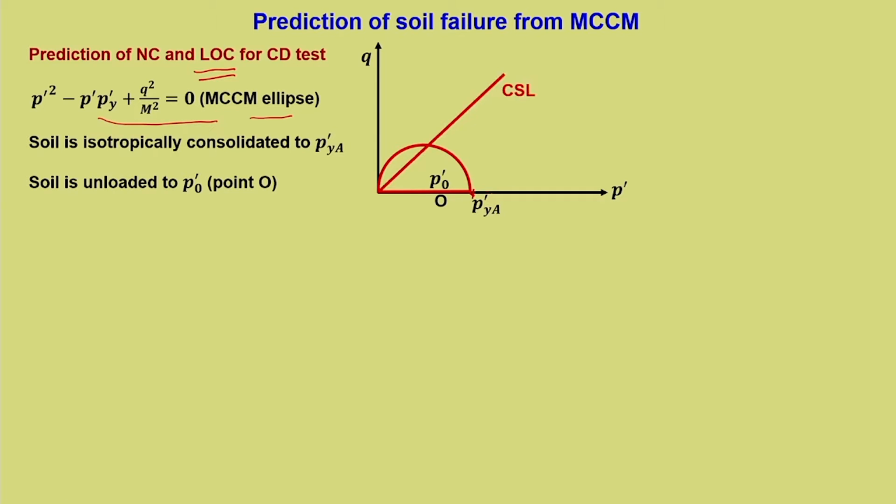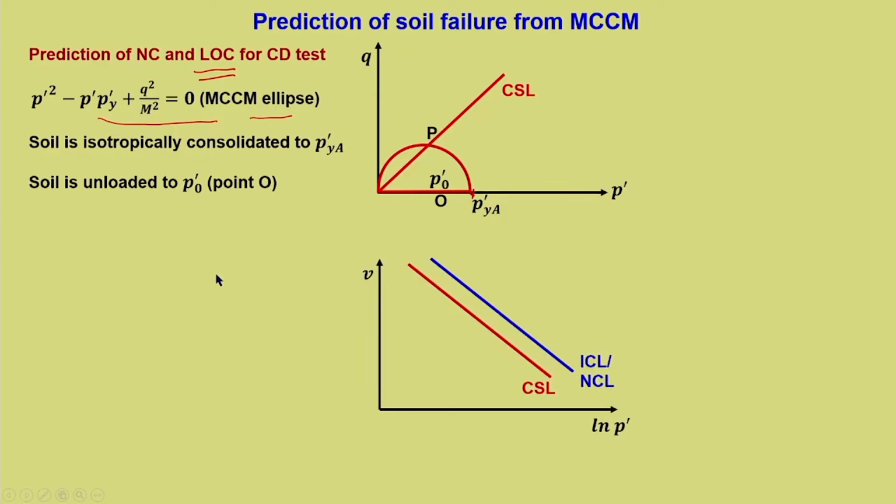Now, the critical state line has been marked, and according to MCCM it passes through the center. Now, we have the v-ln p' plot. So, this is the isotropic consolidation point p'yA. Let us say it is unloaded from p'yA to generate p'0. So, this is point P, and here you can see it is p'0. So, it is unloaded to p'0.